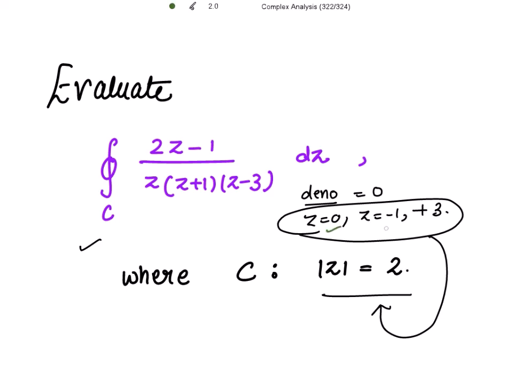z = 0 and z = -1. Only these 2 points lie inside this circle, and the point z = 3 lies outside the circle, right? So we need to calculate the residues for these 2 points only, which are lying inside the circle, and then we apply the residue theorem to solve this integral. So let's start with the solution.